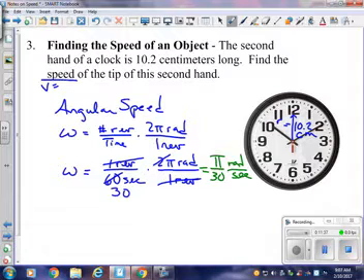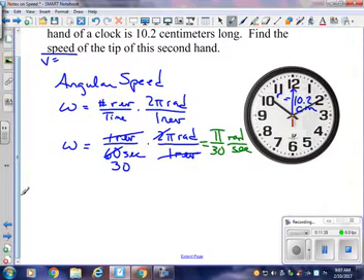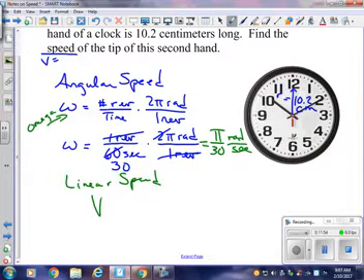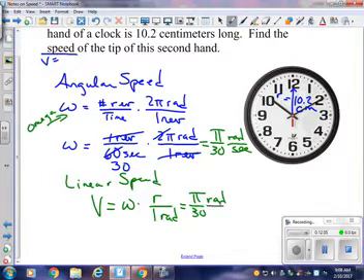Now, once I get my radians per second for omega, remember this is the letter omega from the Greek alphabet. So angular, anything about angles is always using Greek letters. So when we want to do linear speed, we use our alphabet and say the velocity is equal to omega times the radius over 1 radian. So I take my pi over 30 radians per second. I multiply that by the radius.